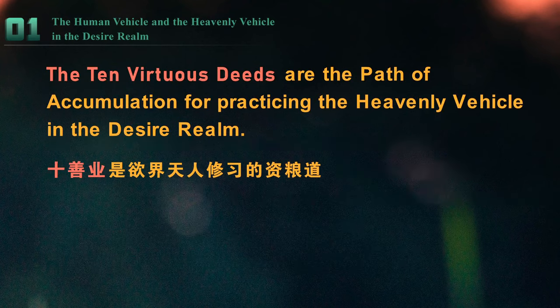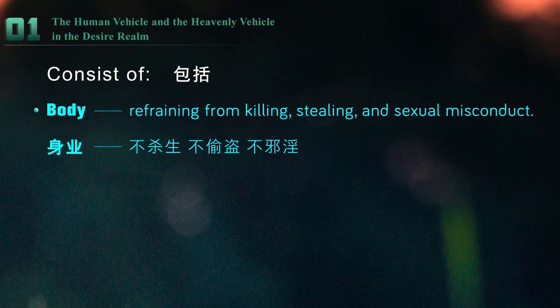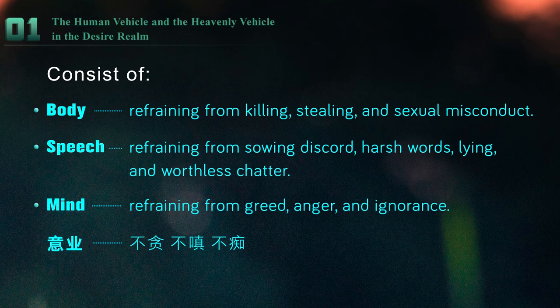The 10 virtuous deeds are the path of accumulation for practicing the heavenly vehicle in the desire realm. By practicing the 10 virtuous deeds, one can be reborn in the desire realm heavens in the next life. They consist of body: refraining from killing, stealing, and sexual misconduct. Speech: refraining from sowing discord, harsh words, lying, and worthless chatter. Mind: refraining from greed, anger, and ignorance.